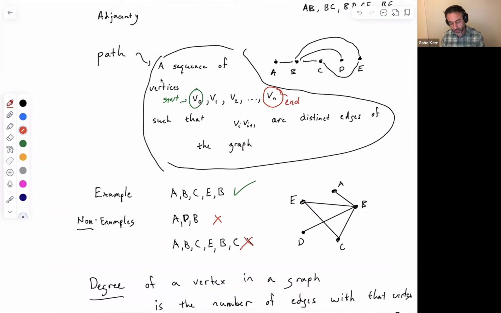And when it turns out that the start and the end are the same vertex, when you get back to where you started, we call that path a circuit. So let me write that down. If beginning, or say start, equals end, we call the path a circuit.